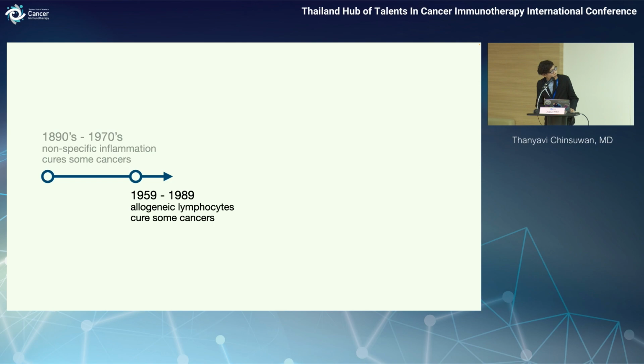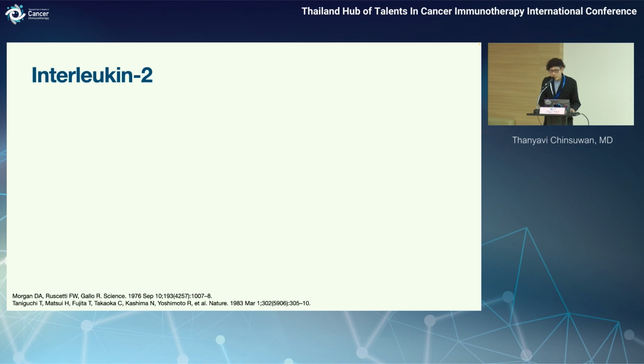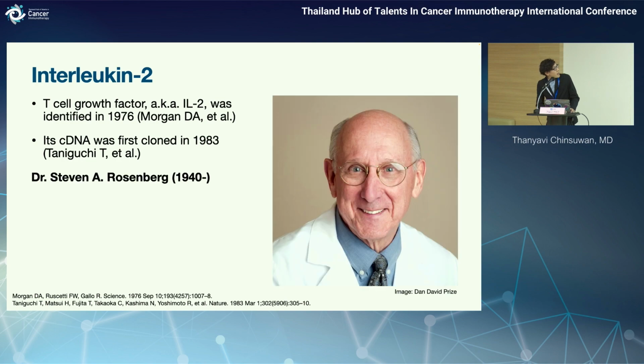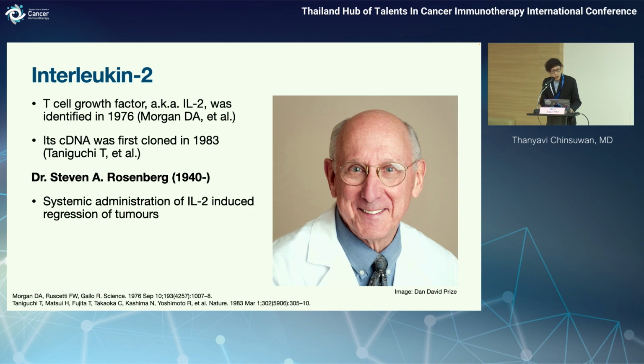So now, from 1959 to 1989, we knew that allogeneic lymphocytes can cure some cancers. Next, I would like to talk about interleukin-2. Interleukin-2, first known as T-cell growth factor, was identified in 1976. And its cDNA was first cloned in 1983 by Professor Taniguchi Tadatsugu. This discovery of IL-2 paved the way for Professor Steven Rosenberg, who tried to administer IL-2 in hope of boosting more T cells in the patients.